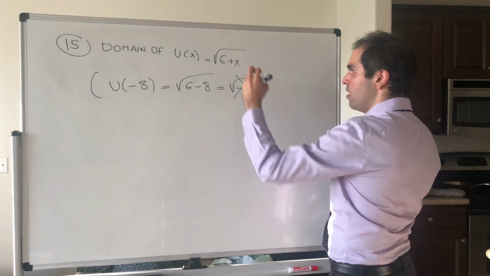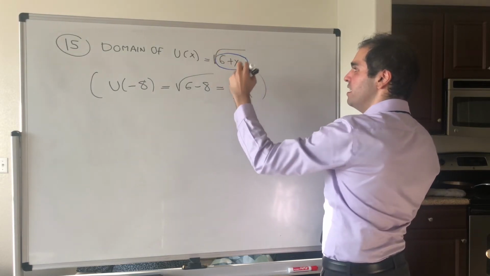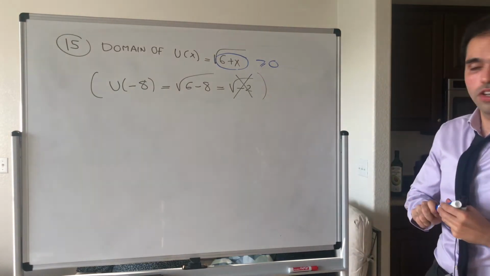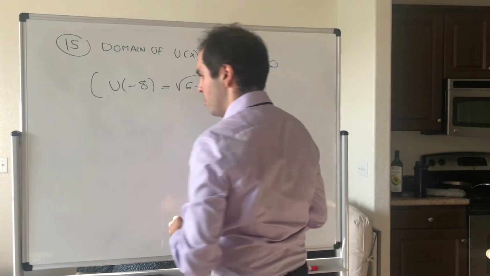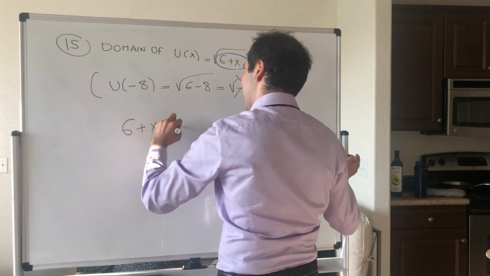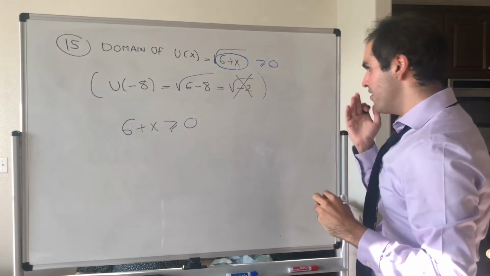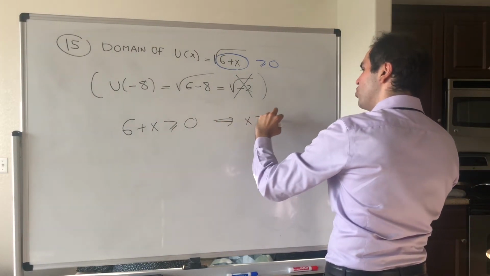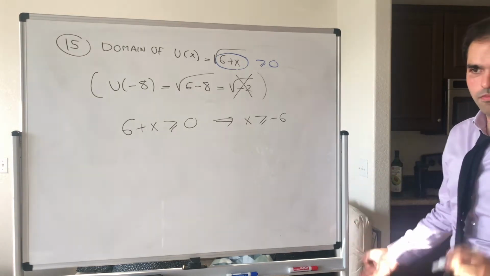And all we need to figure out here is, for which x is the number under the square root non-negative? And so in other words, for which x is 6 plus x greater or equal to 0? Well, it's precisely when x is greater or equal to minus 6.